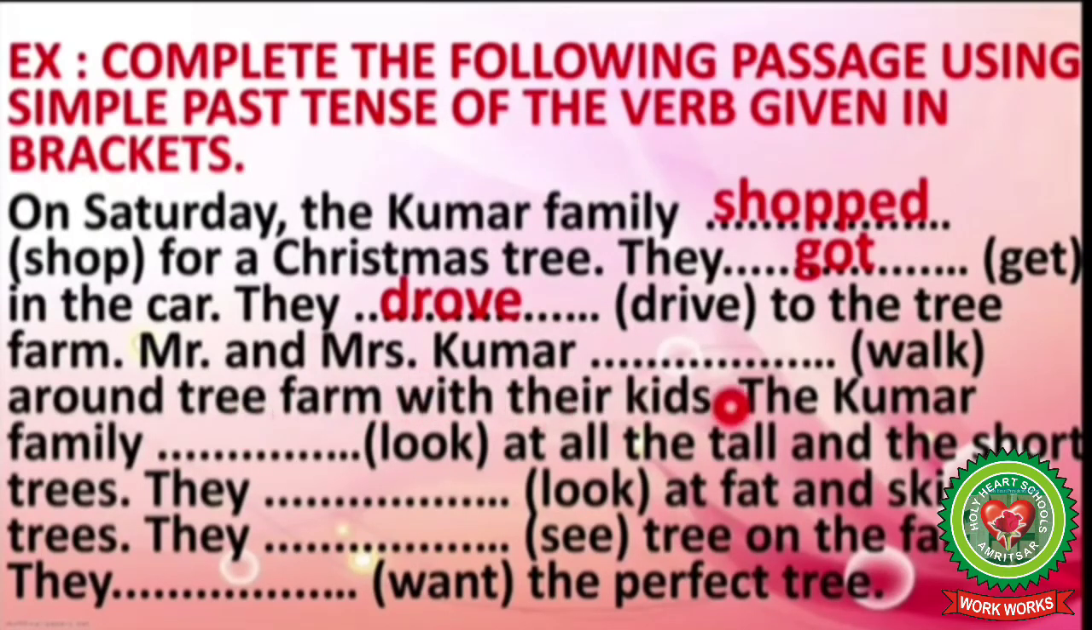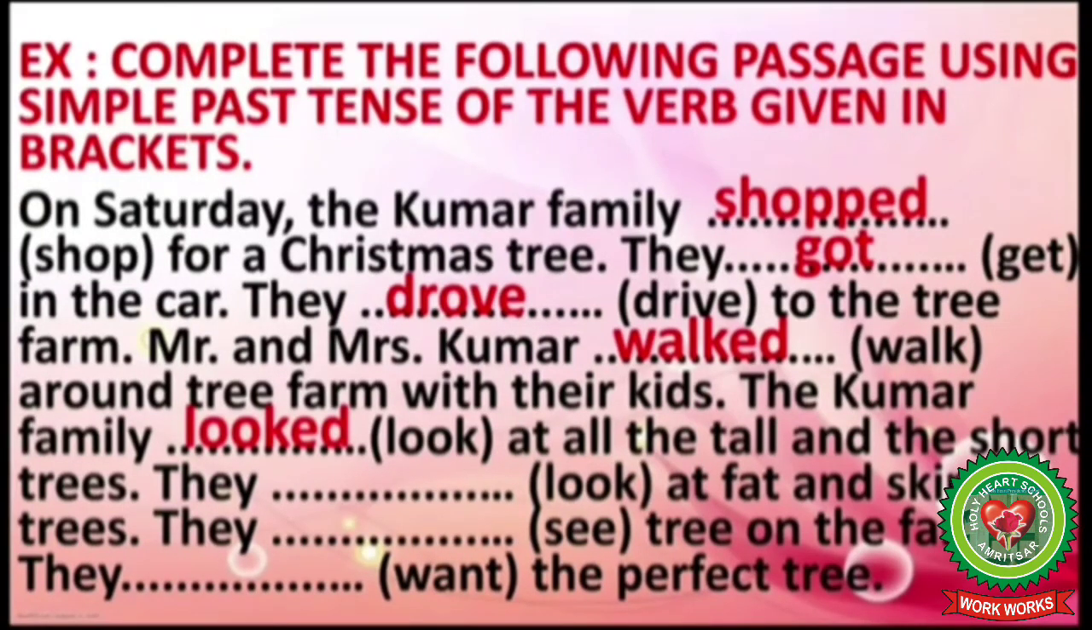Mr. and Mrs. Kumar dash in bracket walk around tree farm with their kids. So students, past form of walk is walked. So here we will write walked. Mr. and Mrs. Kumar walked around tree farm with their kids. The Kumar family dash in bracket look at all the tall and short trees. Past form of look is looked. So here we will write looked. The Kumar family looked at all the tall and the short trees.